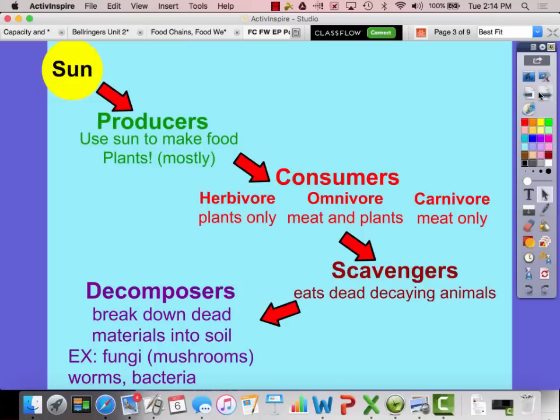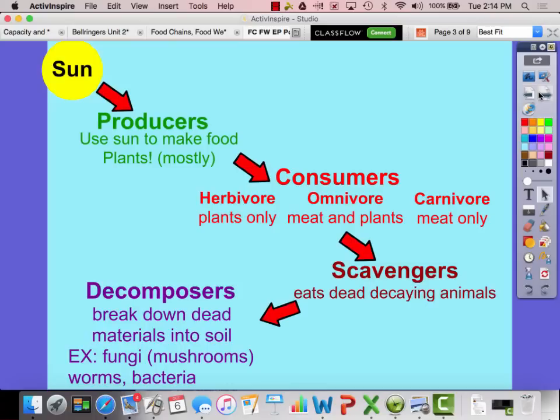Now, once scavengers are done picking and they have nothing left to eat, we've got our decomposers. Now, our decomposers break down the dead material into the soil. So they're returning the nutrients back into the soil. An example of that are fungi. Remember, mushrooms, they are a fungi. They're not a separate thing, they're fungi. Worms and bacteria are also examples of decomposers.